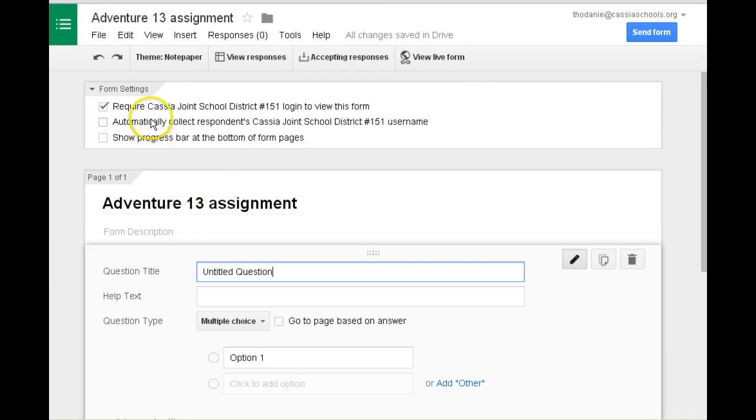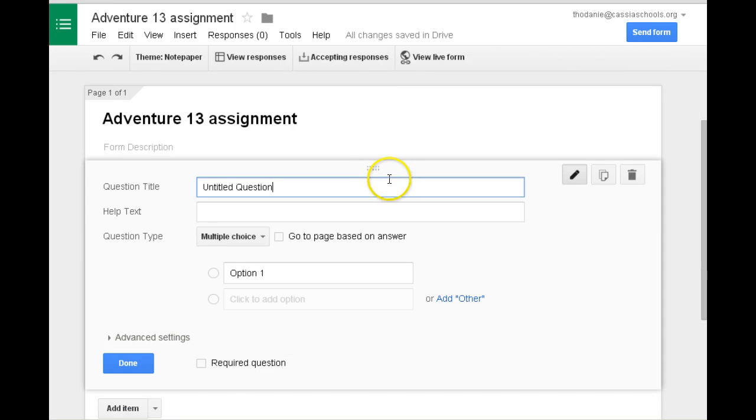Now it says require School District 151 login to view this form. I will keep that clicked because I'm only going to use it with classmates. I'm not going to have them forwarding it on and collecting information from other people. There's also an option to automatically collect respondents' school district usernames. I don't want to do that because I'd rather it just be anonymous. Then there's show progress bar at the bottom of form pages. We're not going to have it be so long that it's going to be multiple pages, but if we had a lot, then we would do this.